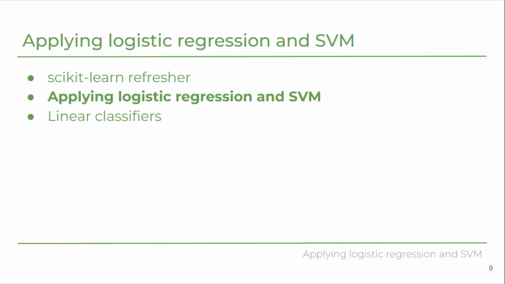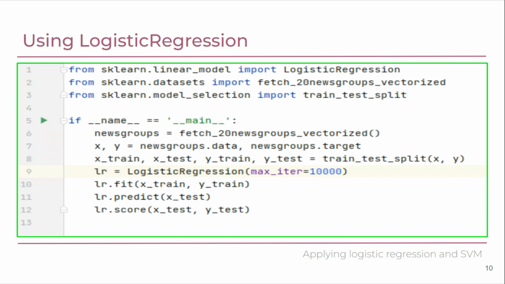In this video, we'll see how to run logistic regression and SVM with scikit-learn. The logistic regression class in scikit-learn is used just like the other models you've seen in the prerequisite course. First, we import LogisticRegression from scikit-learn. You'll notice we're importing from linear_model, because logistic regression is a linear classifier. More on this later. Then, we instantiate an instance of the classifier. We fit the classifier on our training set, and then we can predict and compute the score.